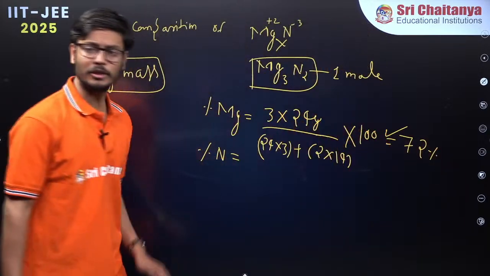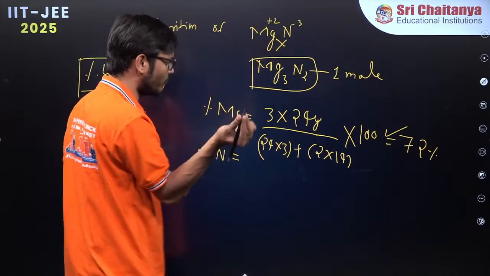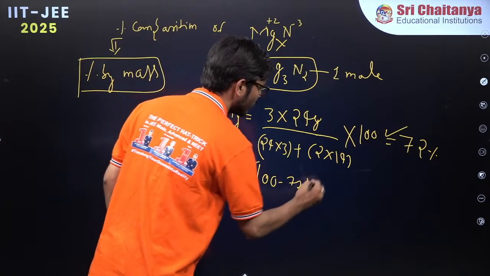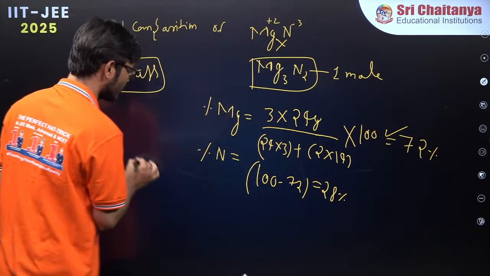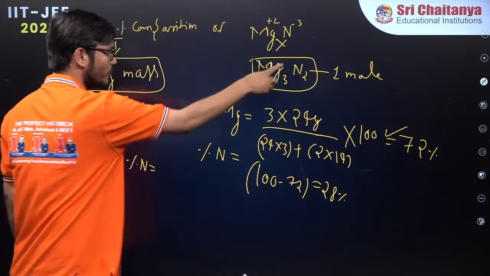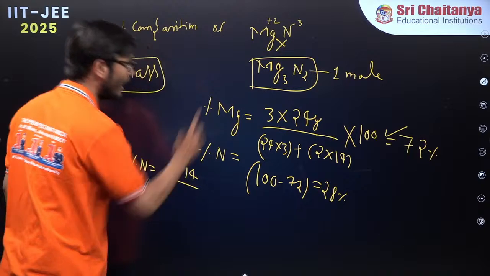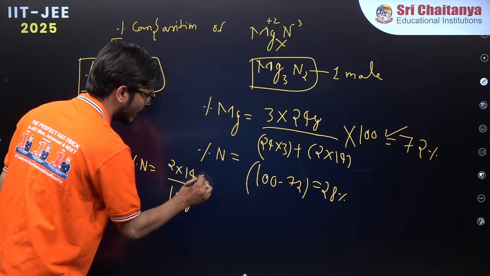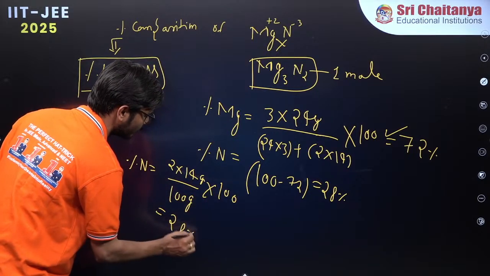So what will be the percentage of nitrogen then? Either you can directly see, the total percentage will always be 100, right? So I can directly write 100 minus 72, which is equal to 28%. Or I can write the percentage of nitrogen is equal to, what is the percentage of nitrogen? 2 into 14, which is 28, by the total mass of magnesium nitride, which we have calculated as 100 grams, into 100. So the percentage comes out to be 28%.